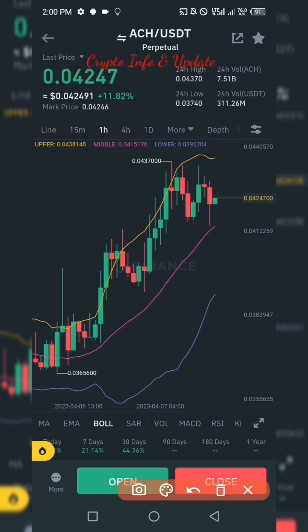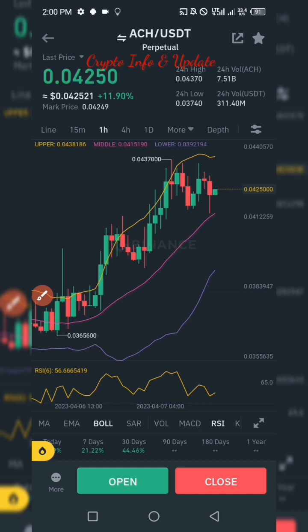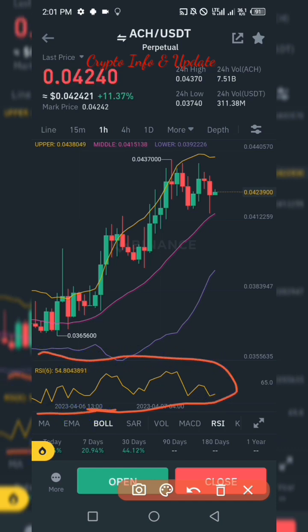Good. Now next we have to activate our RSI. How to do that is you click on this RSI at the bottom of your screen. Can you see it? Just click on it. So this is your RSI. This yellow line you are seeing at the bottom is your RSI. Do you understand? So it means you've activated it.